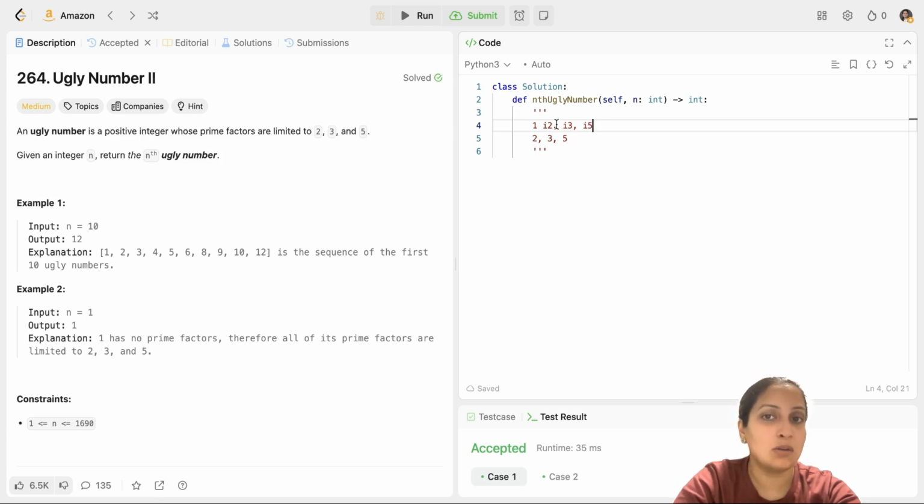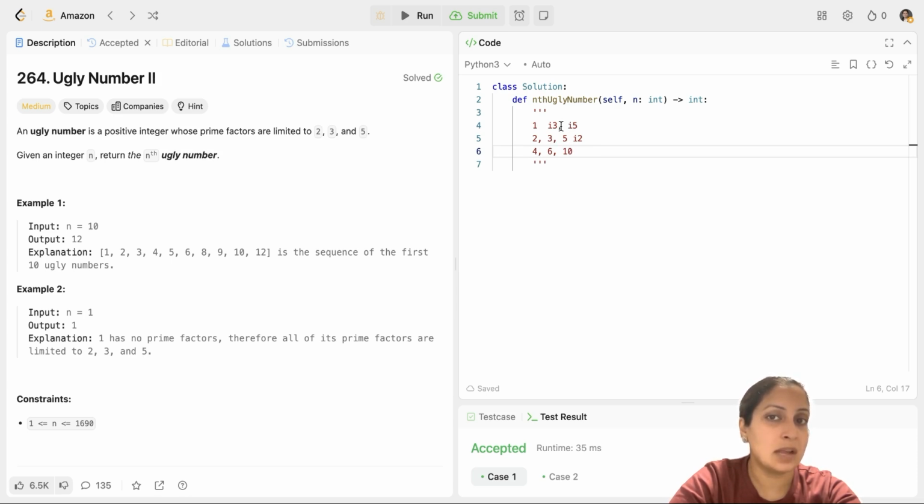So I will remove I2 from here and increment I2 to here, and I will add 2 to array. So now this 2 will get added to the array. I3 and I5 will still be at 0th index. Now I will have I2 multiplied by 2. Now I will take a minimum. So I2 is at 2, my I3 will be at 0 again, I5 will be at 0 again. Now I will take minimum of 3, 5, and 4. So the minimum would be 3.